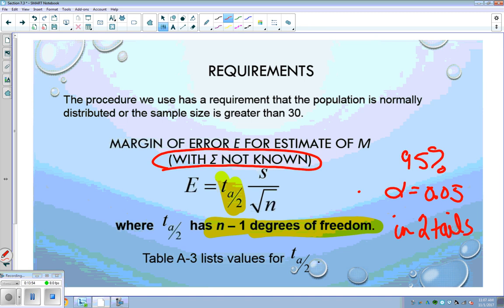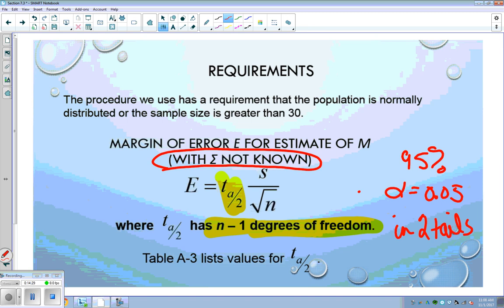Notice it's still the same column, because if you look right above area in two tails of 0.05, that whole line there says area in one tail. Well, that means each tail has what? 0.025, which we already know from the previous lecture, right? But make sure you're reading the correct line and you're thinking the correct way when you decide which column to use for your degrees of freedom. Does that make sense? Okay, that's how you read the table.